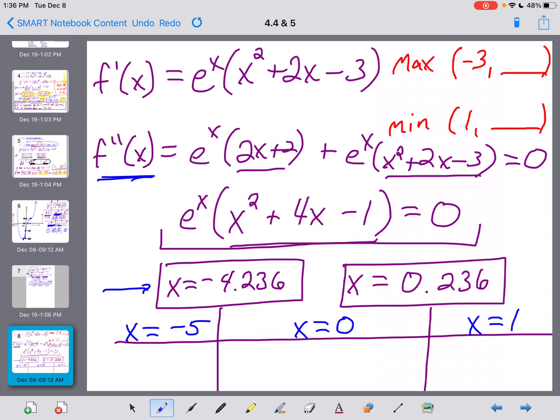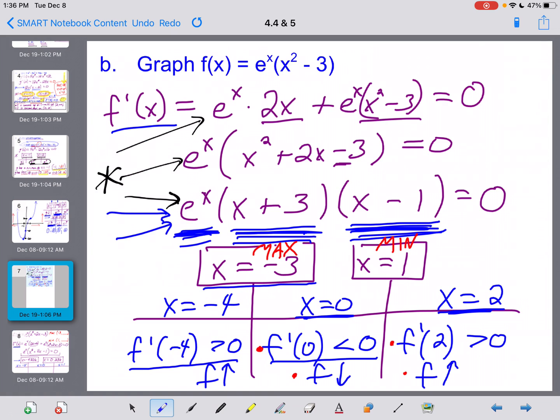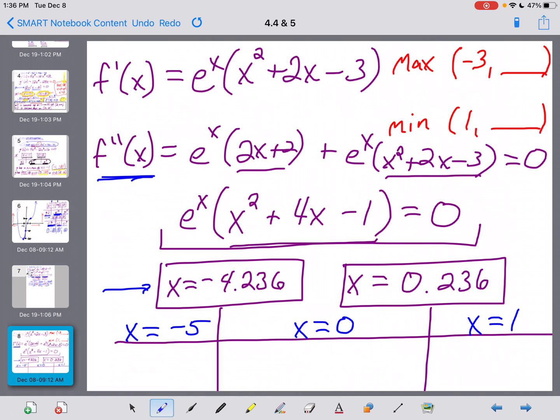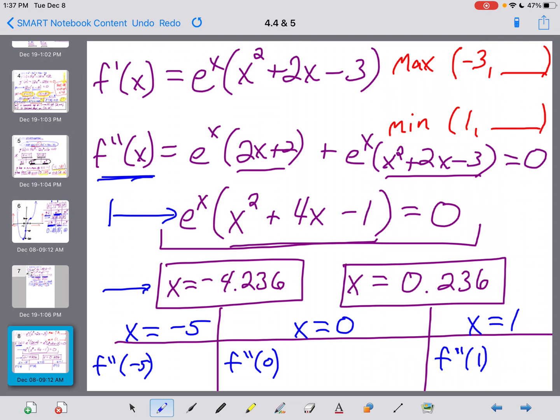We are going to put these 3 blue test values into that second derivative. Okay, so we're going to evaluate, I did that in blue before, let's do the same here. We're going to evaluate f double prime of negative 5, followed by f double prime of 0, and lastly f double prime of 1. And the best place to put them is right here, everybody, the factored form of the denominator.